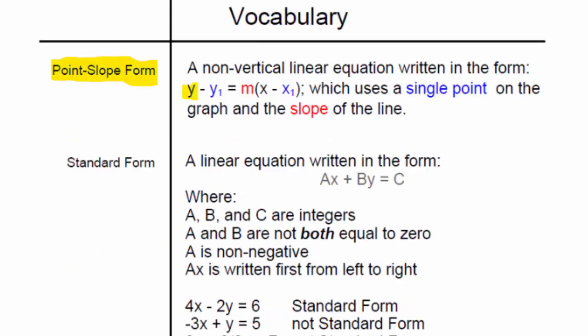Well, here's the equation for point slope form, and you can see that it's a non-vertical linear equation written in that form. It uses a single point, which I have in blue there, (x1, y1). That point has to be on the graph, and it's got to have a slope of what's in red here. The x and y values that are here stay in the problem. We don't remove them. Those are the variables that are always there.